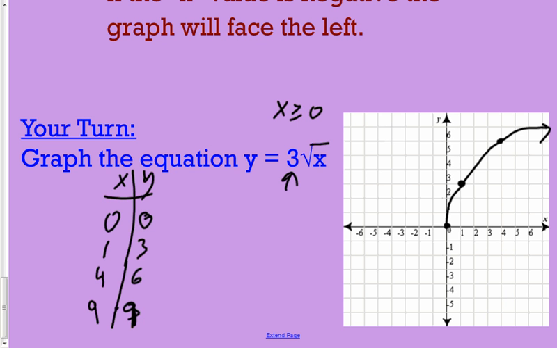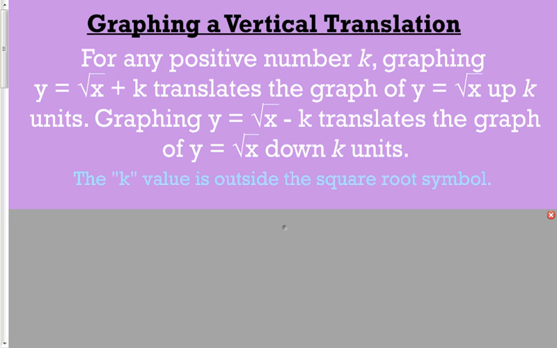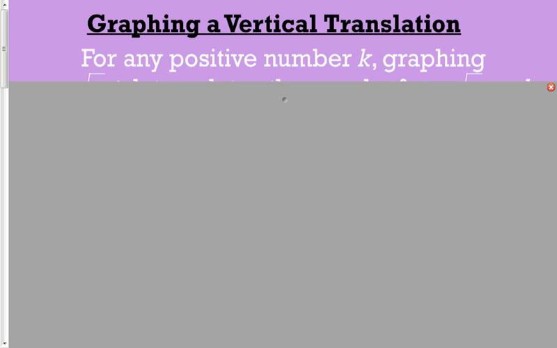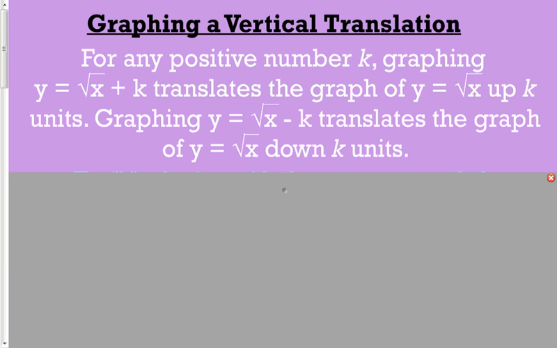So that's the basics of graphing square root functions, using our t-chart, but first finding the domain so you can figure out where to start your x values on the t-chart. Now, you can also use translating. It is kind of a shortcut to graphing as long as you know what the parent function looks like. And so here's how we put it.